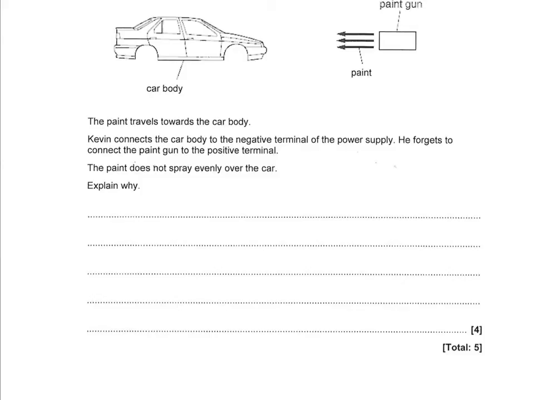So first mark saying they don't repel because there's no charge on the droplets. Second mark saying that means they don't produce a mist or fine spray. Then say that the car doesn't attract the paint because they're not oppositely charged, and then that means the paint does not evenly coat the car.